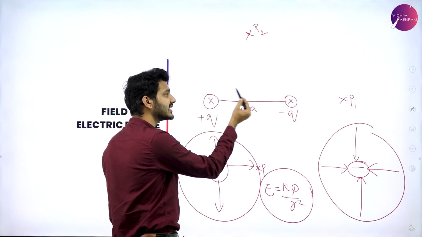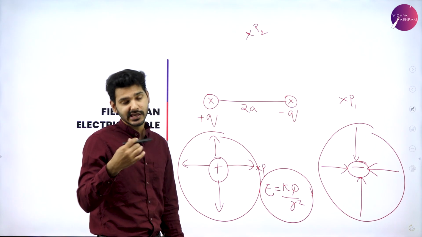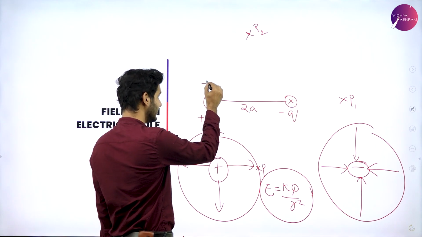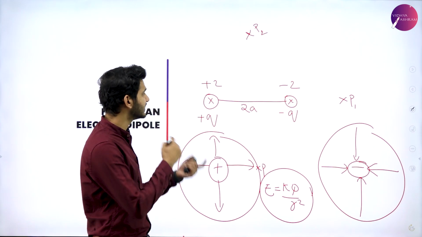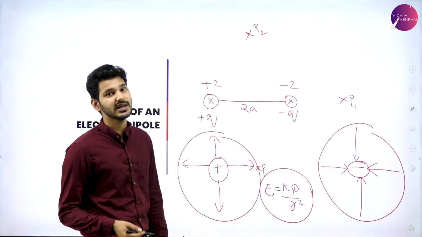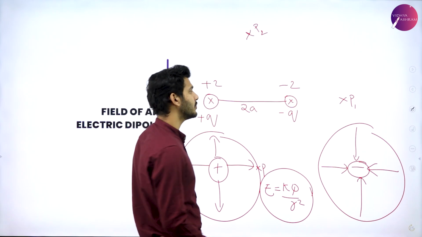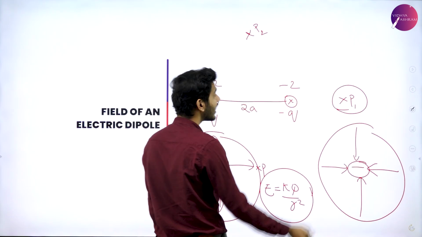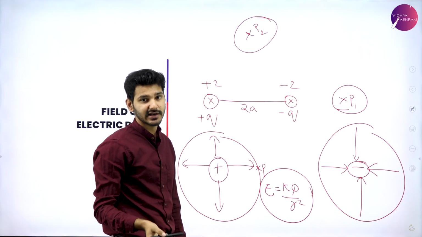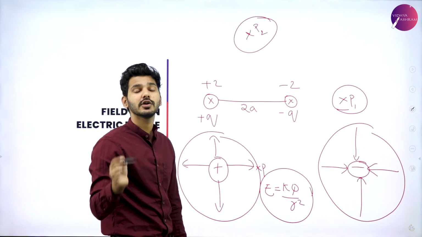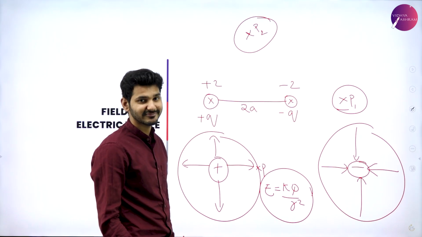Because these are a set of charges equal in magnitude but opposite in polarity. Equal in magnitude just means that if this is plus 2, this will be minus 2. Only the signs will change, but everything else will remain the same. So to prove this, we are going to take one point here, P1, and one point here, P2, and calculate the electric field at P1 and P2, and find out what the differences and specialities are. So let's get on to it.